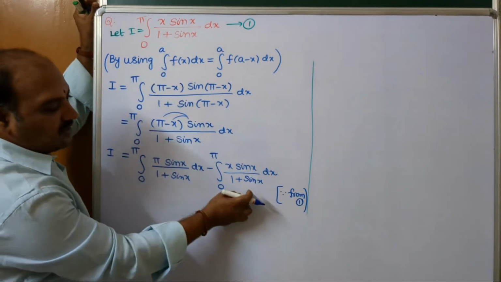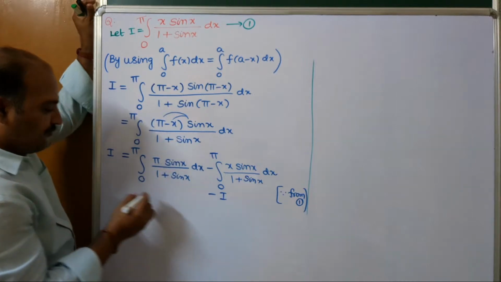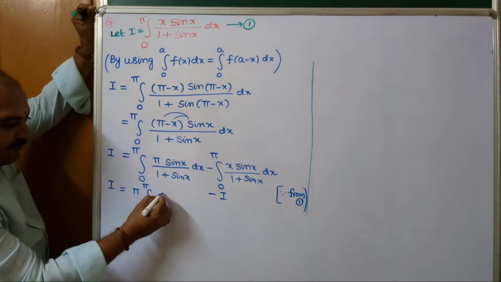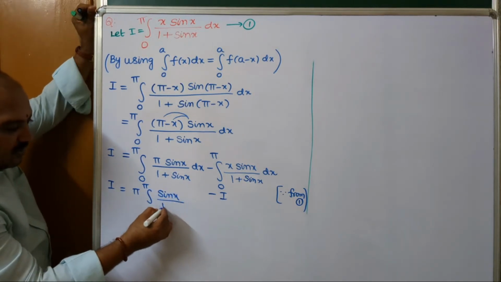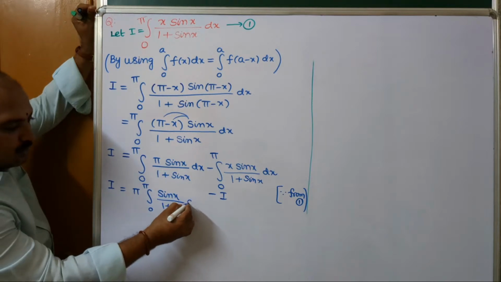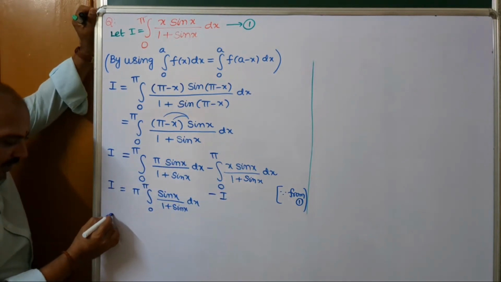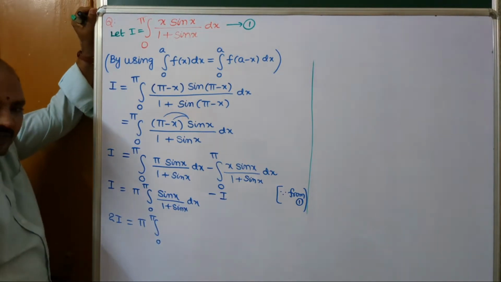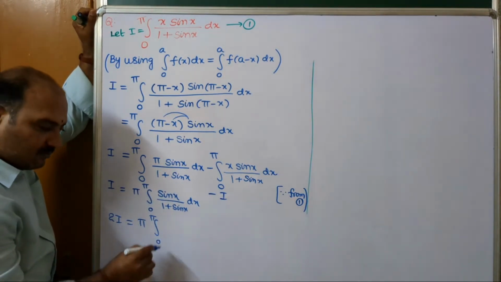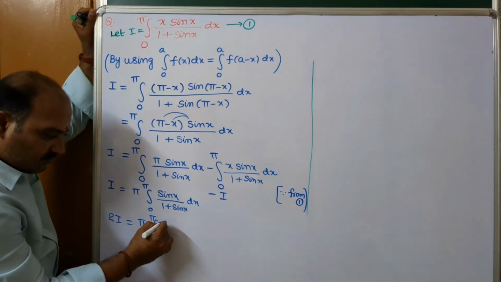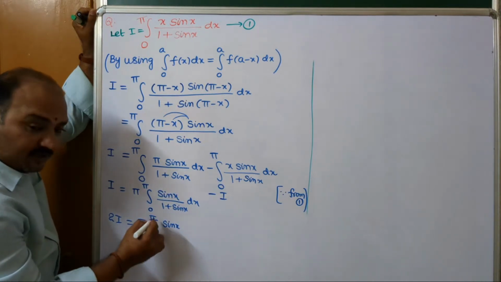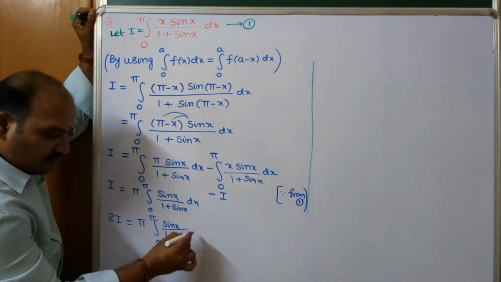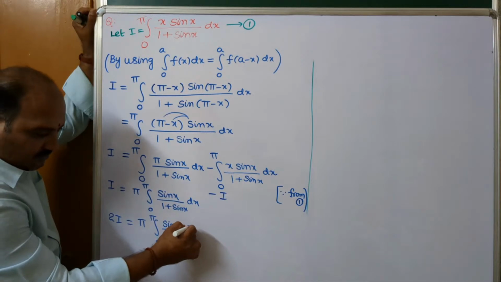So from equation 1 this value will become as I. So I equal to pi constant we can take outside, integral 0 to pi sin x divided by 1 plus sin x into dx, minus I. Bring this to this side, so 2I, directly I am writing pi into integral 0 to pi sin x by 1 plus sin x dx.